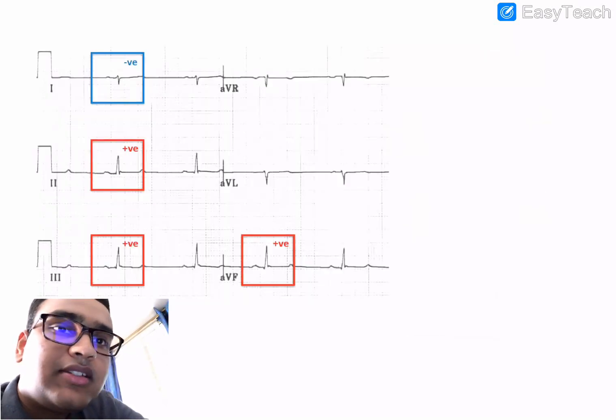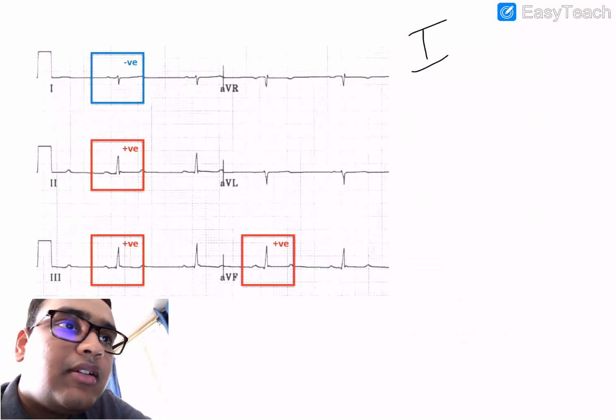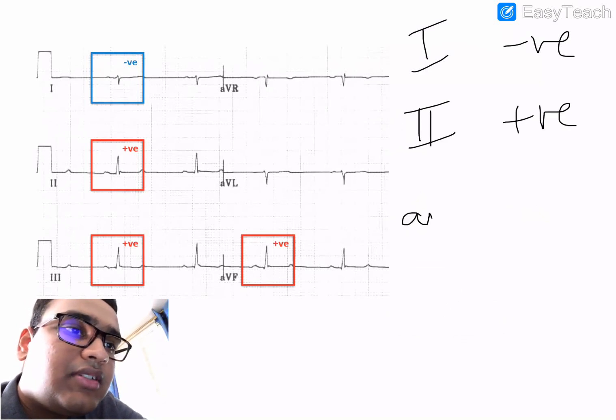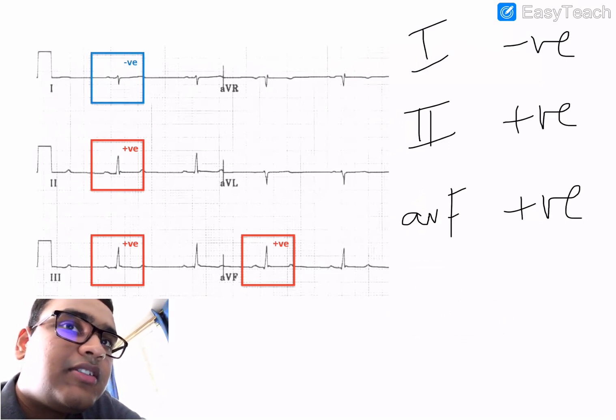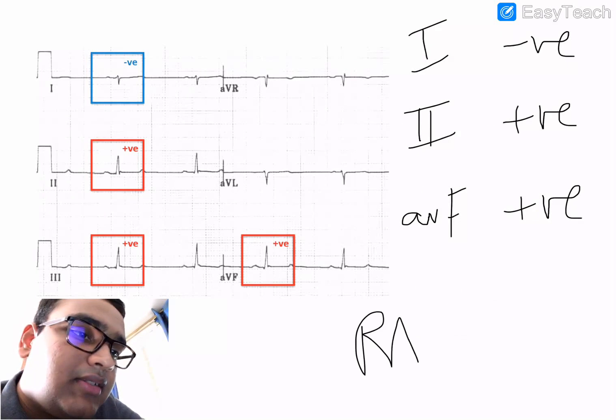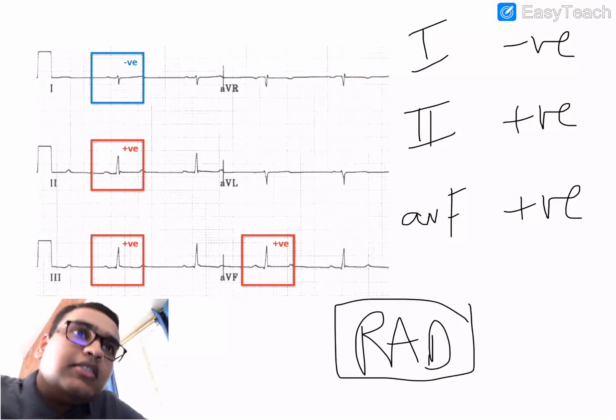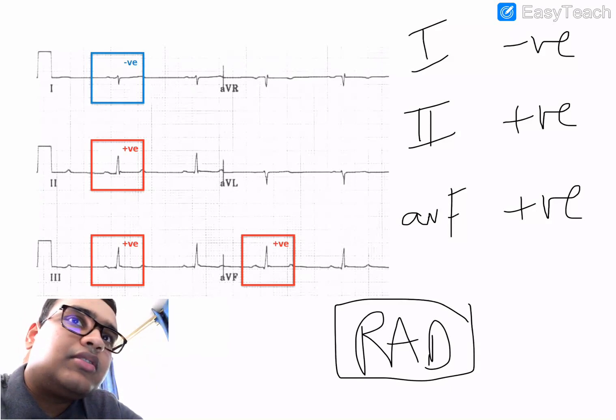So now next, let's look at this. Lead 1 is negative, lead 2 is positive, AVF is positive. So what does this mean? This means it is right axis deviation.